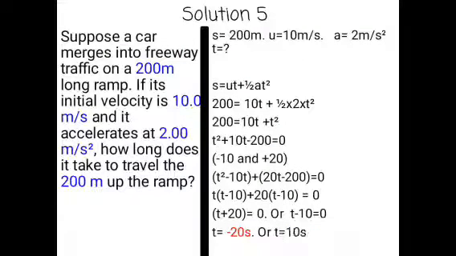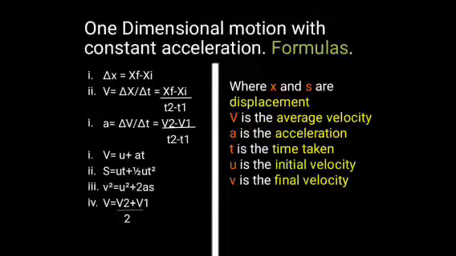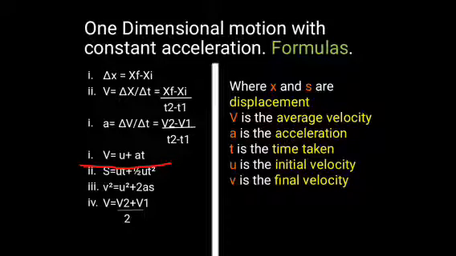From step 1 of problem solving strategy, we list out the given. We are given s, the displacement to be 200 meters, the initial velocity to be 10 meters per second, the acceleration to be 2 meters per second square, while we are asked to find the time. Step 2, taking a good look at the list of formulas. The second equation of motion is the most appropriate, as it has the displacement, the initial velocity, the time, all at the same time.